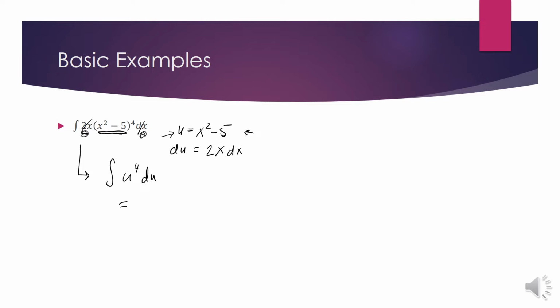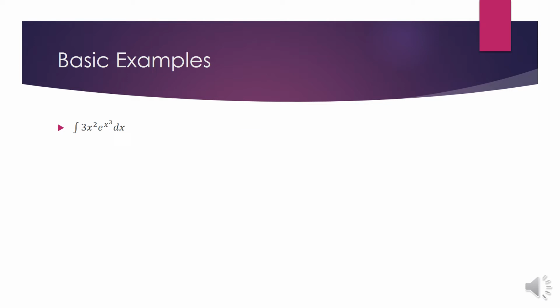So u to the fourth, the antiderivative is add 1, divide by my new power, and don't forget your plus c. So we've finally taken an antiderivative, but my original problem had x's in it, not u's, so we need to go back to x's. So 1/5 x squared minus 5 to the fifth plus c. And that's going to be my final answer.